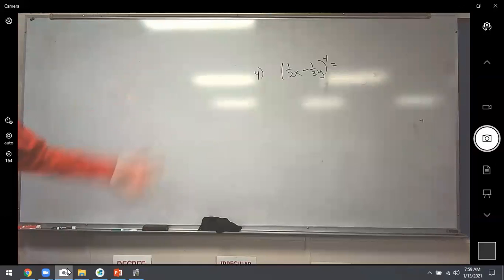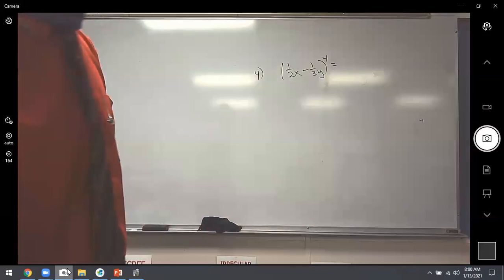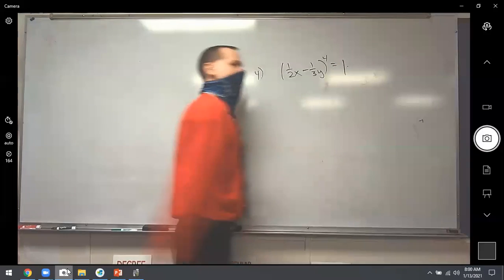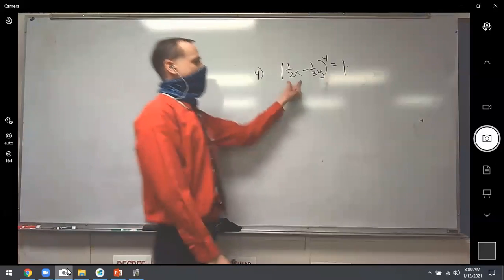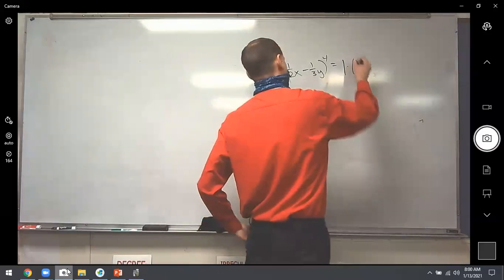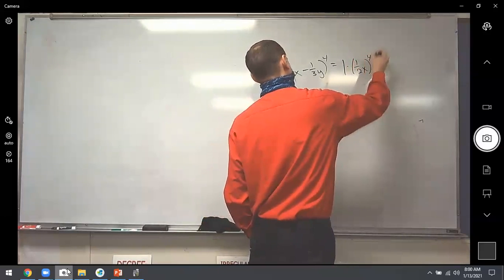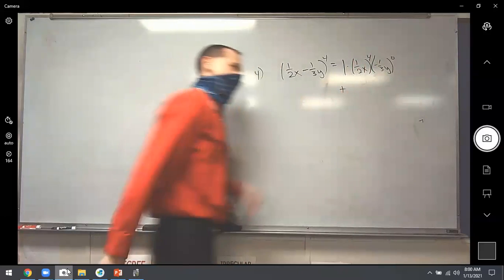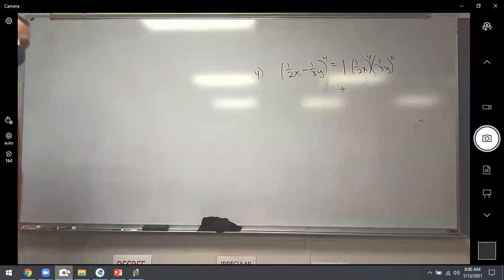Well, it's raised to the 4th power, so you go find the row with the 4s, and it's 1, 4, 6, 4, 1 there. So you dive right in. 1 times one of the things is 1/2 x, and the other thing is negative 1/3 y. So we'll have 1/2 x raised to the big power, and the negative 1/3 y raised to the little power. So there'd be the first term.